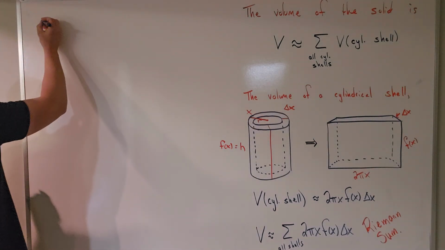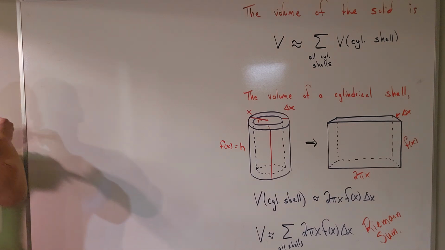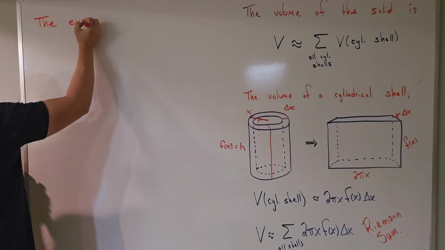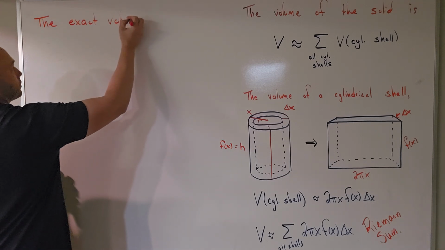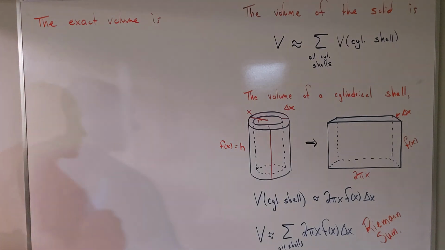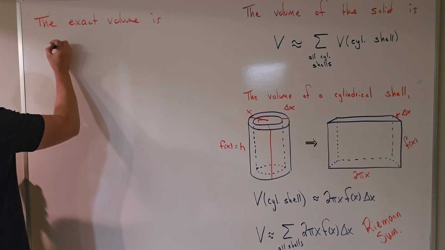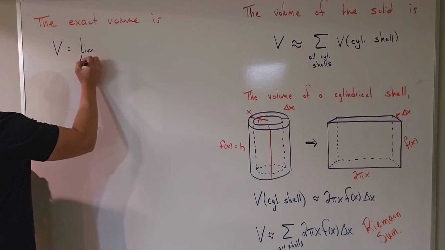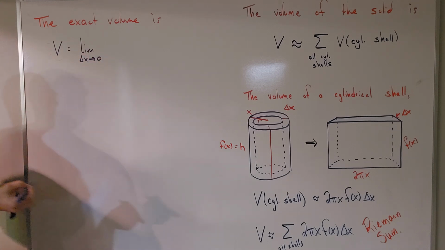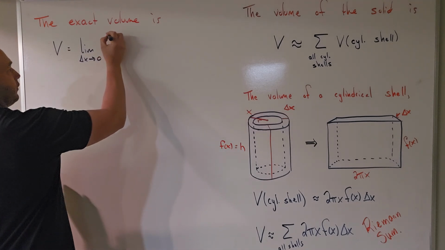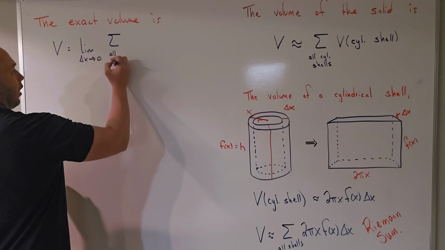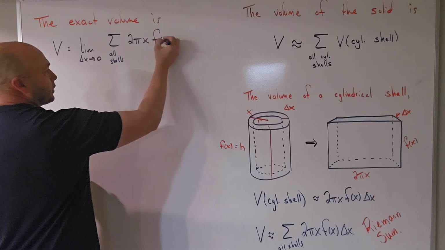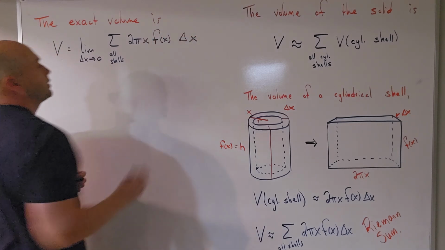All right, therefore, the exact volume is given by the limit as the quantity delta x approaches 0 of the summation over all shells of 2 pi x f of x delta x.